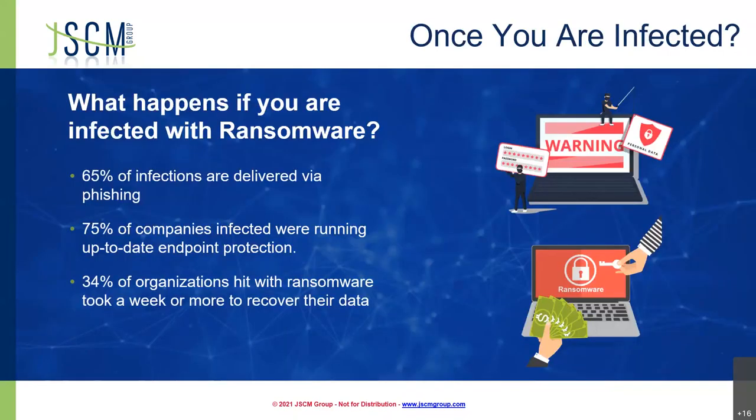So what is happening when you get infected with ransomware? How does that get into your network and what does it do? So as you can see here, we've got some percentages for you. 65% of infections are delivered via phishing attacks. Phishing attacks, of course, being one of the most popular ways to try to get any kind of ransomware, malware, virus, or breaking point to any network.